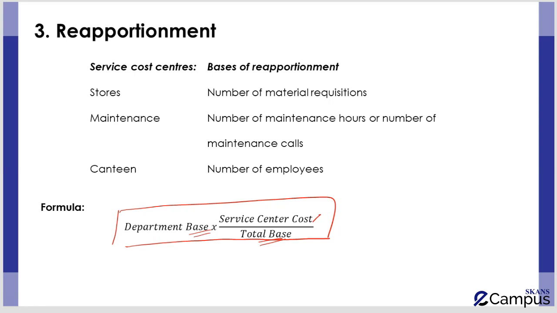Service cost centers include stores, maintenance, and canteen. For stores, we use base information like number of material acquisitions. For maintenance, we use number of maintenance hours or number of maintenance calls. And for canteen, we use number of employees.